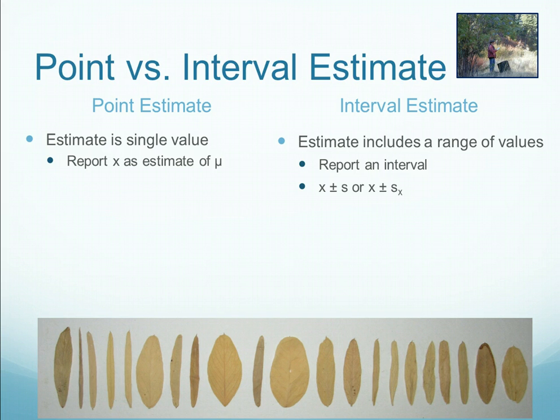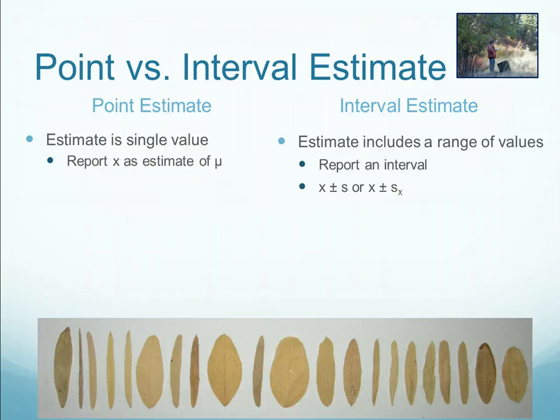With point estimation, we estimate a single value. So we would report x̄, for example, from a sample as an estimate of the true population mean, mu. With interval estimates, we report an interval, so the estimate includes a range of values, most commonly reported as the mean plus or minus the standard deviation or plus or minus the standard error.